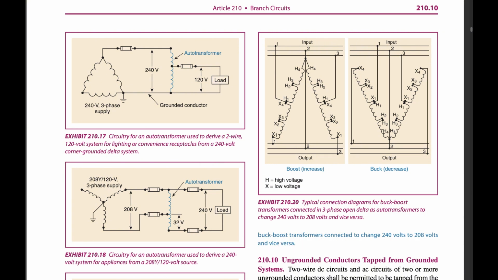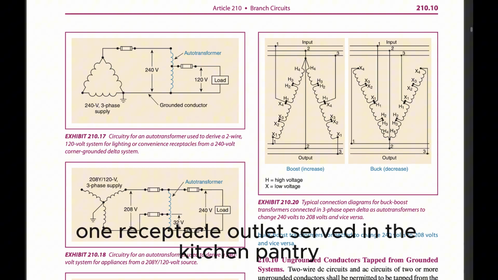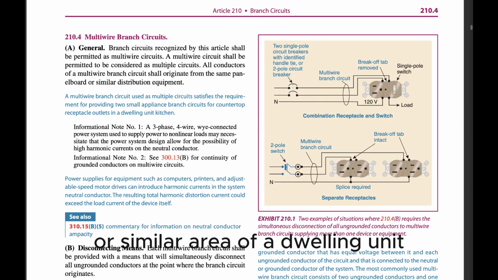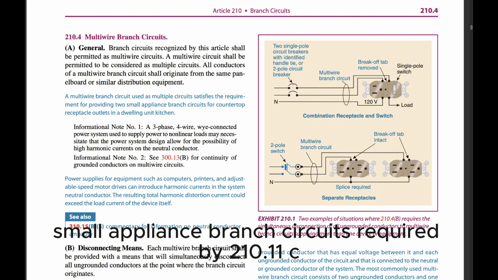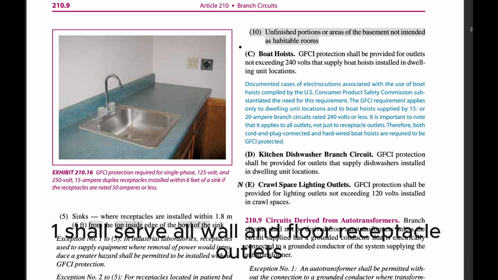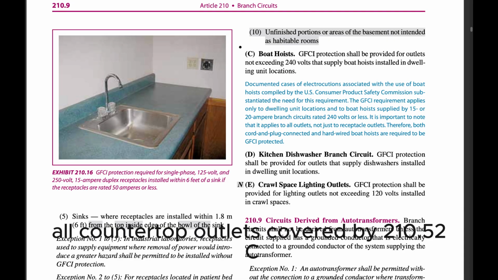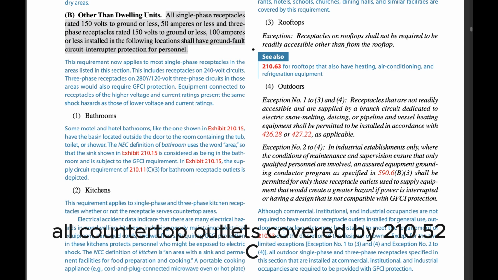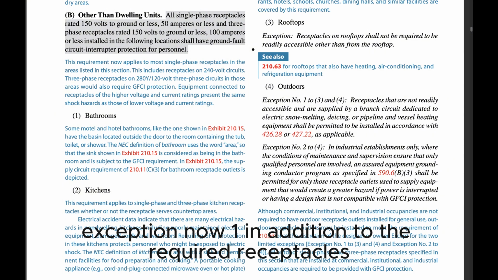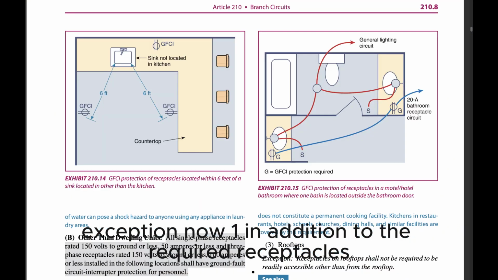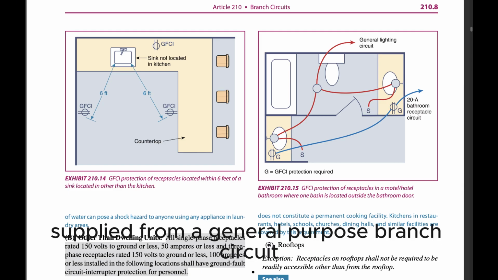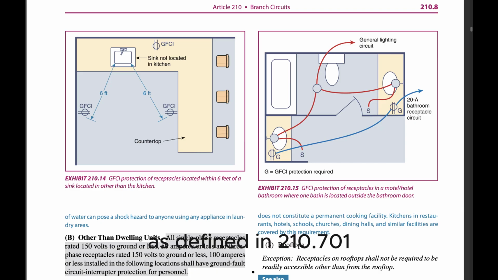Small appliances. 1. Receptacle outlets served in the kitchen, pantry, breakfast room, dining room, or similar area of a dwelling unit. The 2 or more 20-ampere small appliance branch circuits required by 210.11(C)(1) shall serve all wall and floor receptacle outlets covered by 210.52(A), all countertop outlets covered by 210.52(C), and receptacle outlets for refrigeration equipment.